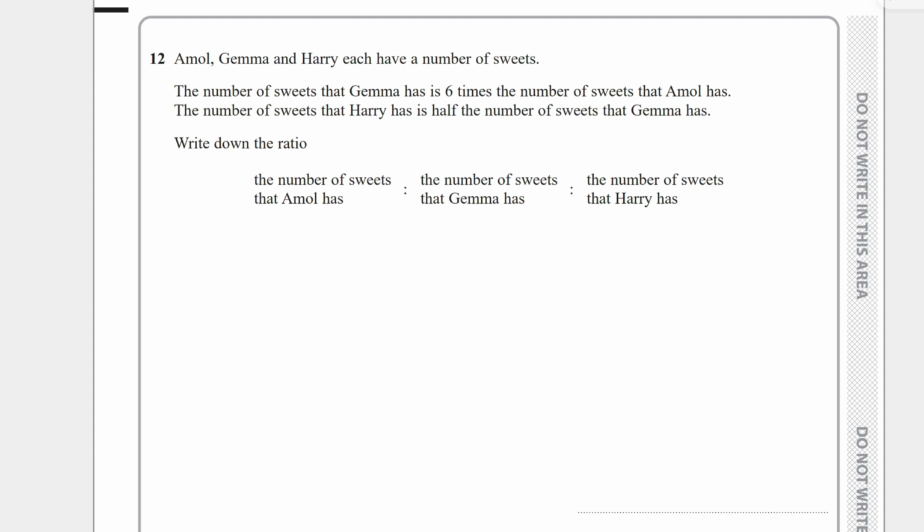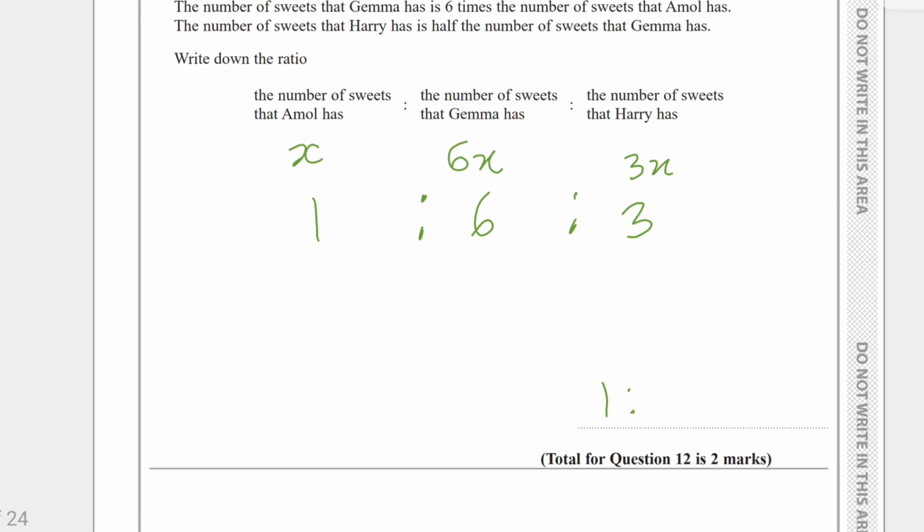So, first of all, if I let Amal have X number of sweets, then the number of sweets that Gemma has is 6 times, so that is going to be 6x for Gemma. And the number that Harry has is half the number of sweets that Gemma has. Since Gemma has 6x, Harry is going to have 3x. So that means the ratio is 1 to 6 to 3, so that is 1:6:3.